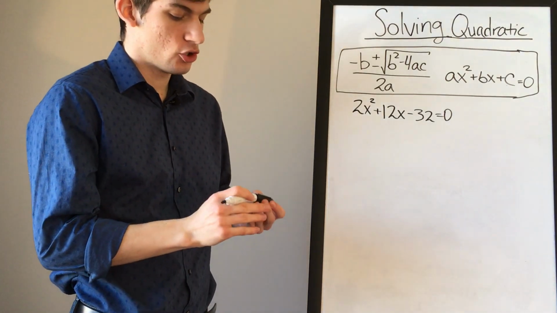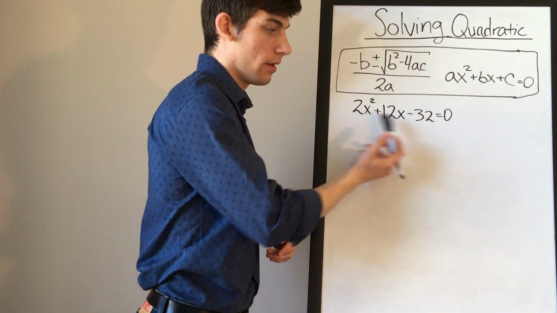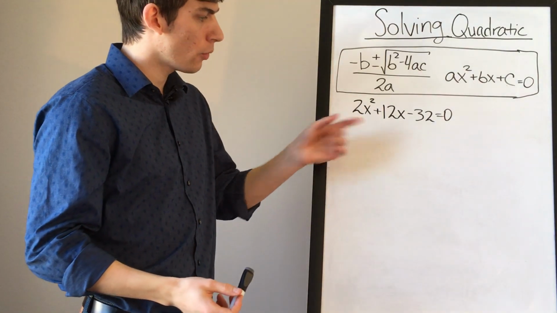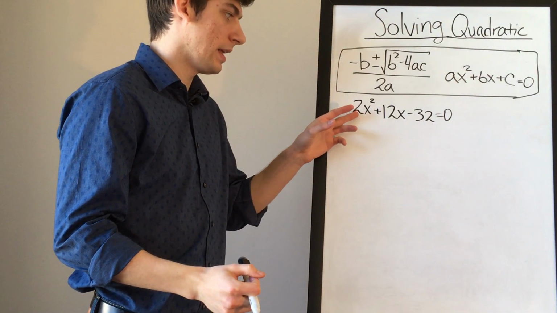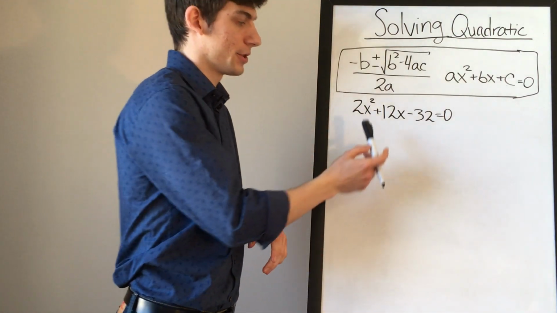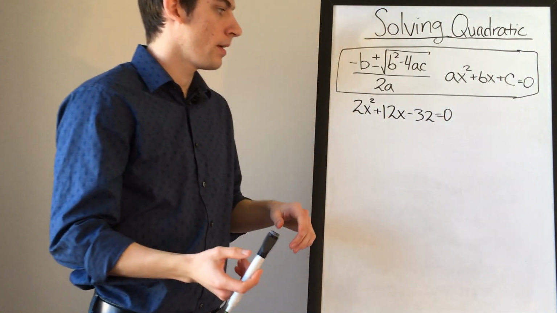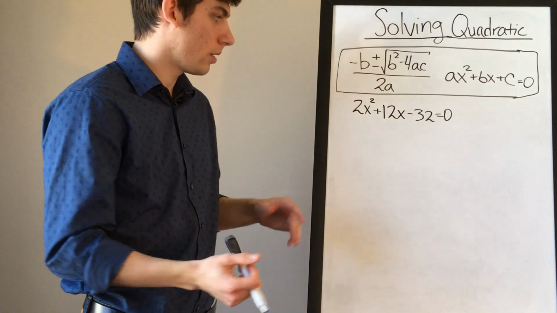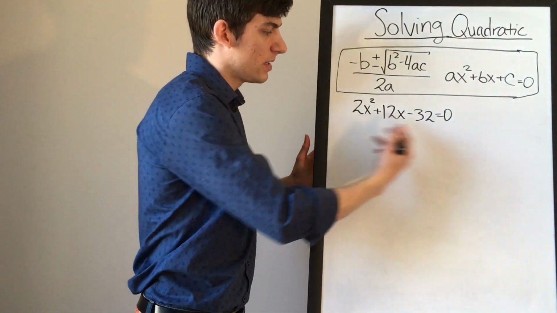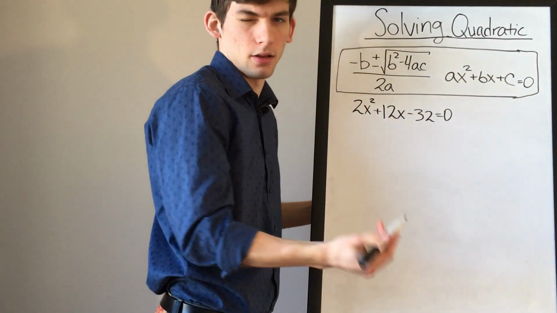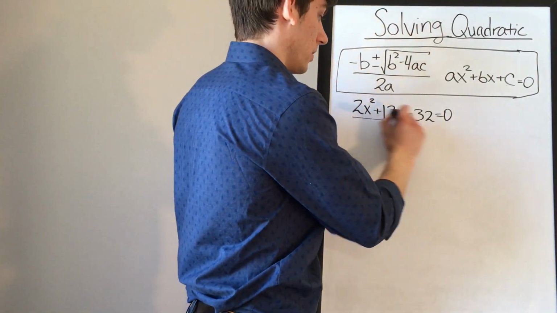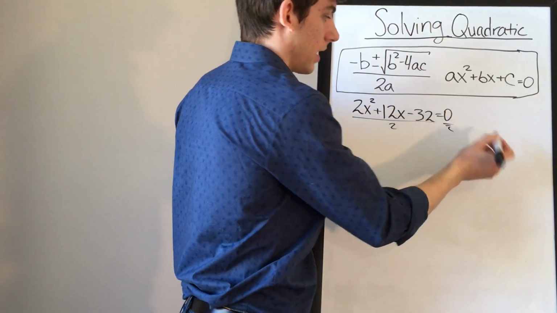All right, so let's try both methods for this one. So we're looking at this and we see that the leading coefficient, that's what we call this one, the coefficient of the x squared, is not 1. Well, okay, so it's 2. Can we divide everything by 2? In this case, yeah, we can. So let's just go ahead and do that, just to make it a little bit easier to work with. So we're dividing everything here, both sides, by 2.